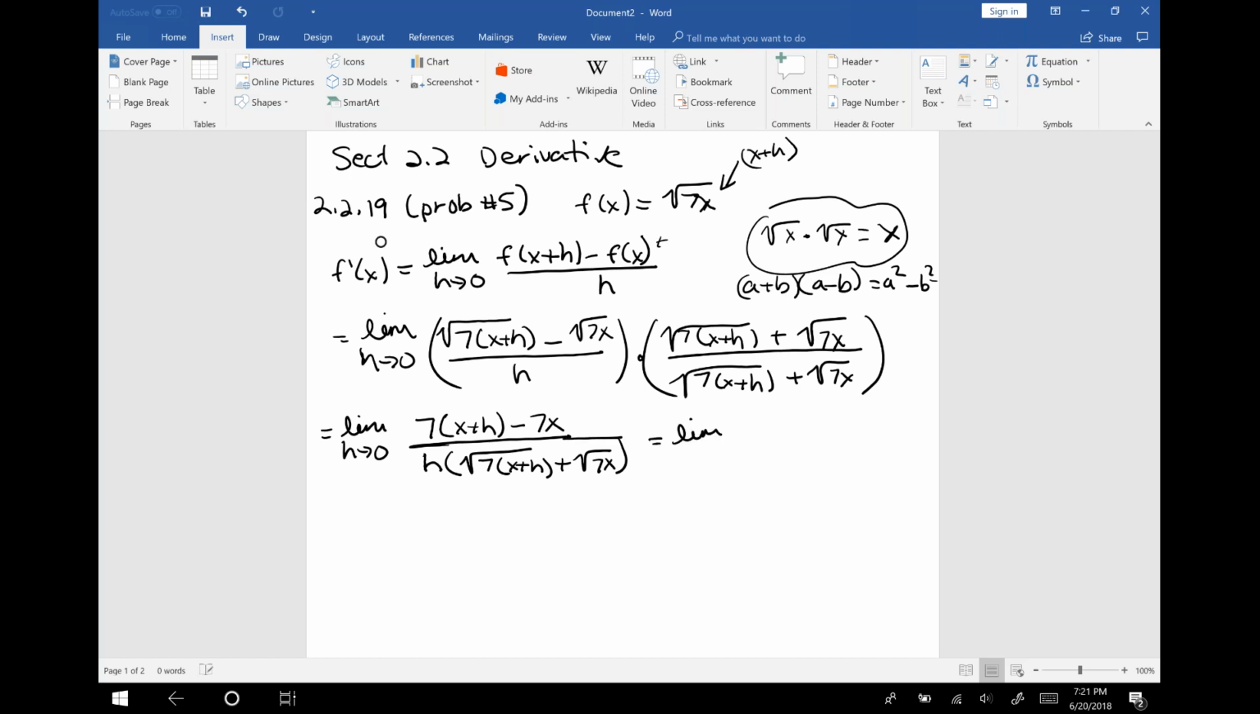All right, then we can simplify that numerator a little bit. We're going to distribute 7x plus 7h. So I'll write that out, 7x plus 7h minus 7x. You can see that the 7x is going to cancel. And I'm just going to copy this again, square root of 7x. And that's equal to the limit of 7h over h. And copy this mess again.